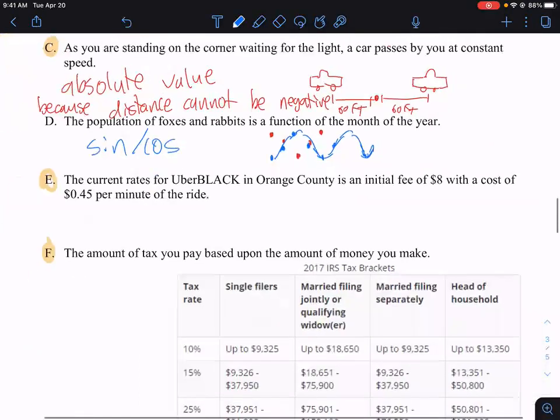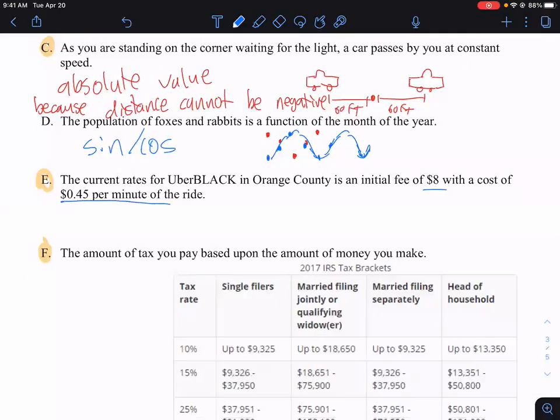Okay, letter E. So you've got an initial fee, right? So that's a one-time cost. And then you've also got a constant rate of change. So this one would definitely be linear.